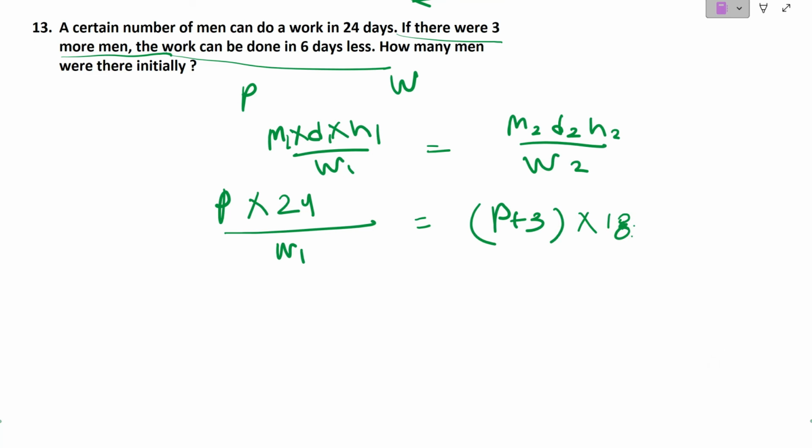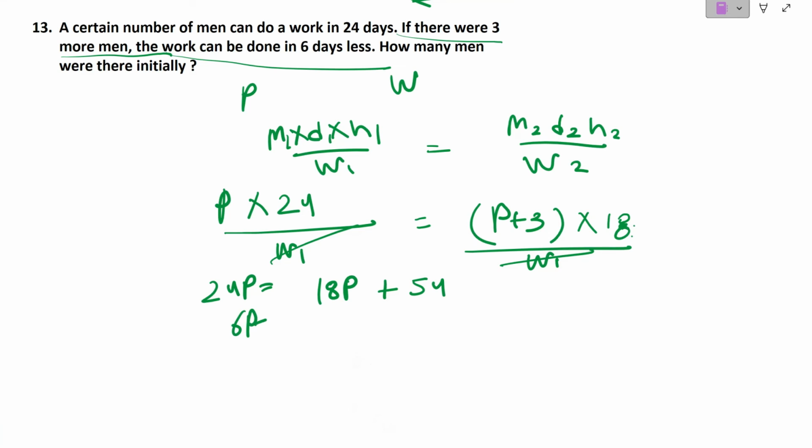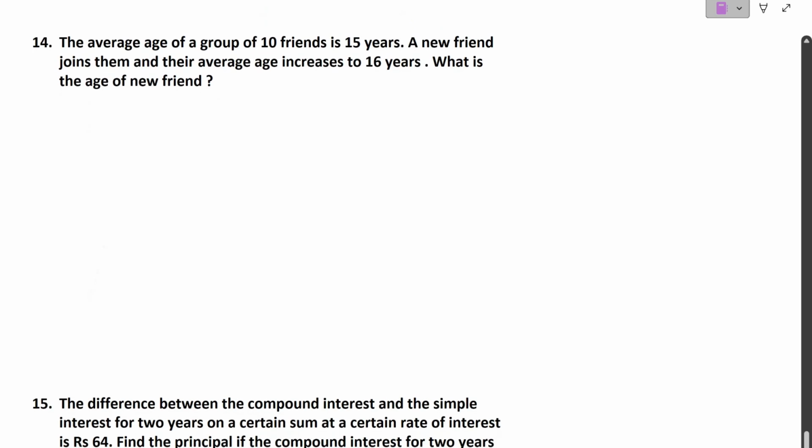And the work is the same, W1. The amount of work is the same in both cases, so it gets cancelled out. So we have 24P equals 18P plus 54. So 6P equals 54, which means P equals 9. So 9 is the number of men which were there initially. 9 is the answer. This question we have solved using the concept of men, days and hours in time and work.